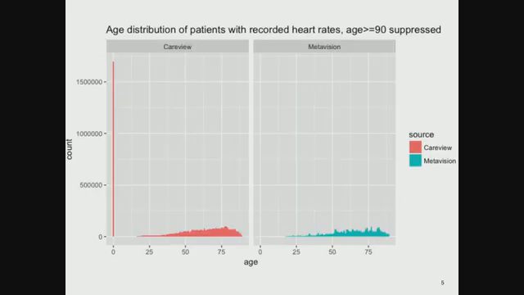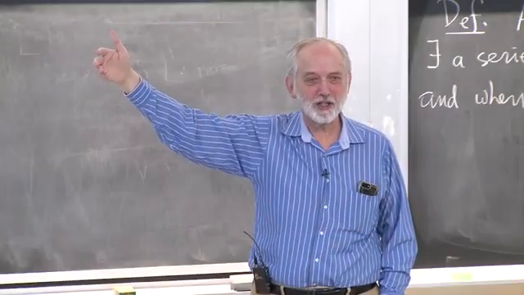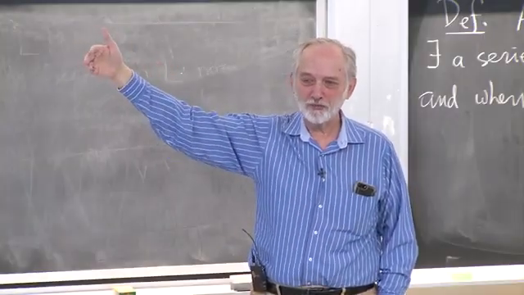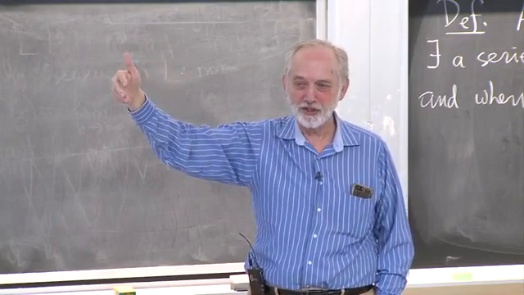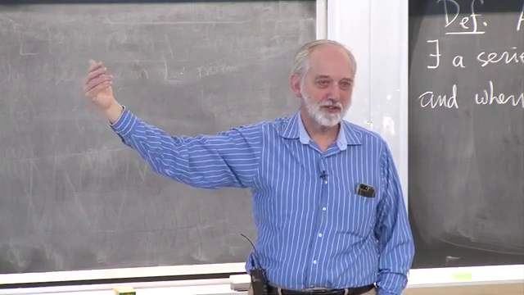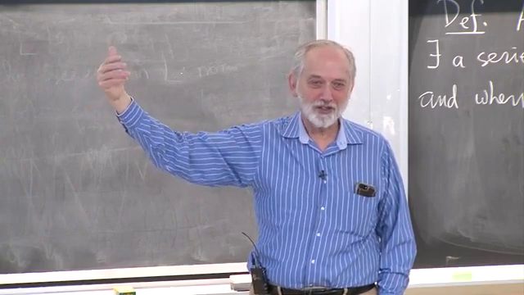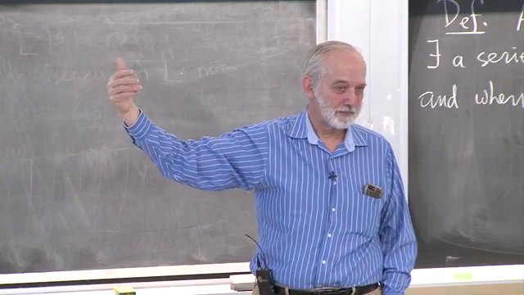But if I don't exclude the very young or the very old, then I see this funny distribution where I have suppressed ages greater than 90, but not the young. And what you see is that in CareView, there's this giant spike at age 0, right? So what happened at the hospital is that under the old system, it was also being used in the NICU, the neonatal intensive care unit. And the new system was not being used in the NICU, and therefore they didn't capture data about babies.